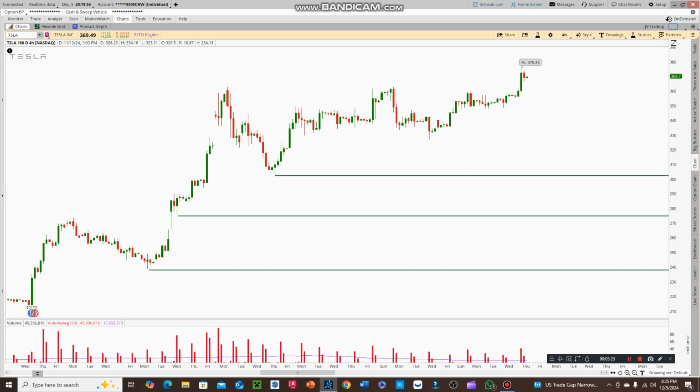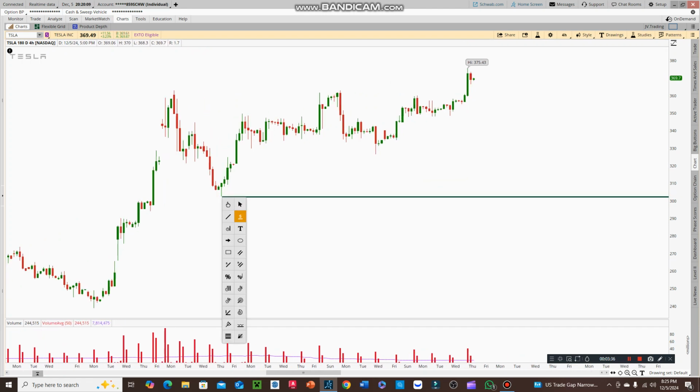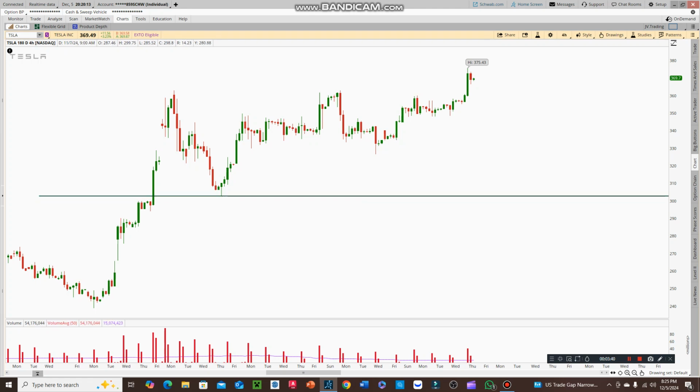Depending on how I see the overall market, sometimes I won't even mark this. The closest level of support that I would mark would be here. I would mark this as support here. So let me extend this back here.